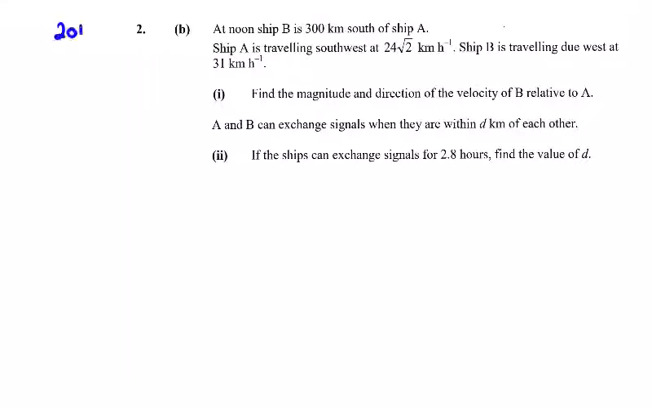This is the 2014 Relative Velocity Question 2b. A ship B at noon is 300 kilometers south of ship A. Ship A and B, just do a little sketch. 300 kilometers.